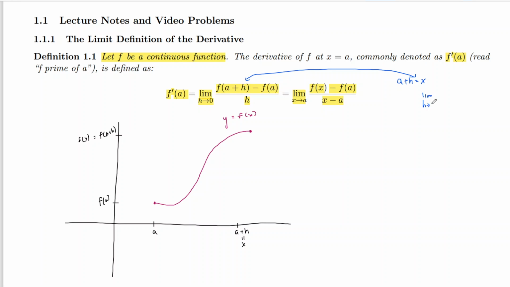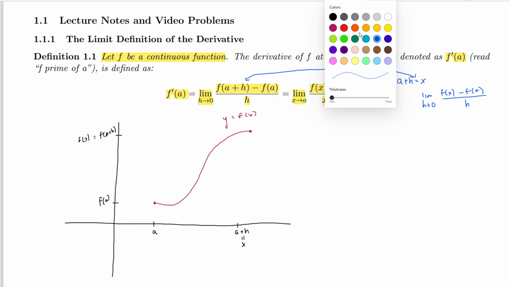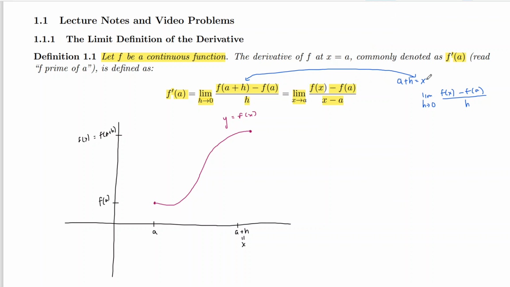So we got the limit as h goes to 0 of f of x minus f of a. I'm not going to try to do too much at once, so I'm just directly plugging in that a plus h is x. Now here, our numerator is fine, right? It matches. It's f of x minus f of a. That's really what we wanted to see. Well, what does h equal? Does it equal x minus a?